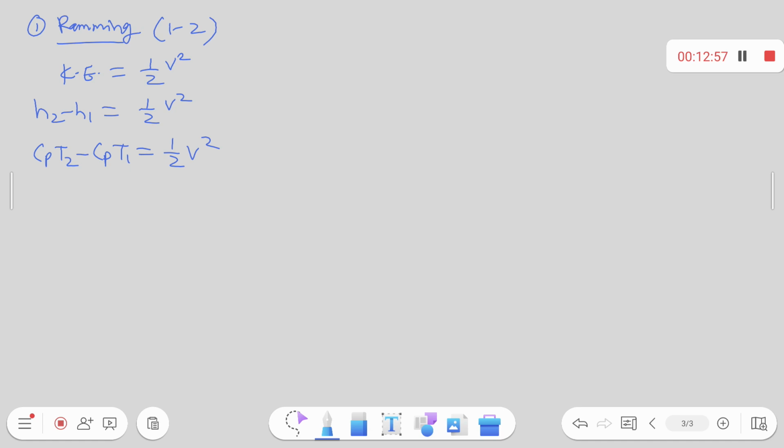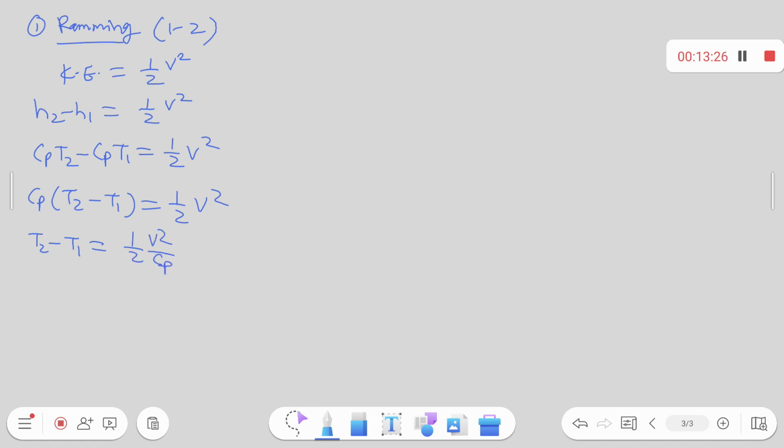Right? Ramming happens because of kinetic energy. That's how we have taken the kinetic energy. Right? So because of that, air stagnation will happen. A little air stagnation will happen. So here take the Cp common, which is T2 minus T1, which is equal to 1 by 2 V square. So T2 minus T1 is equal to 1 by 2 V square by Cp.